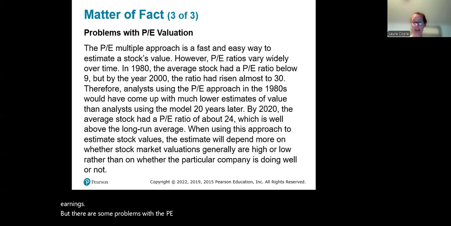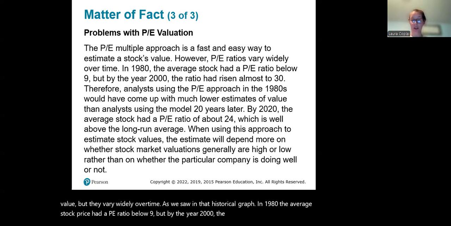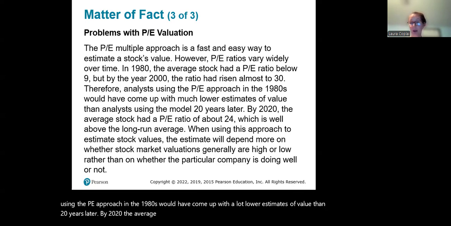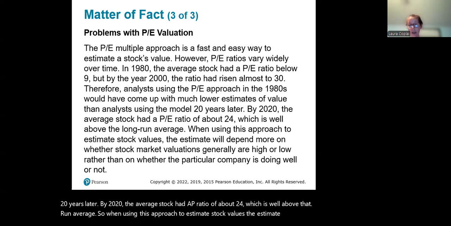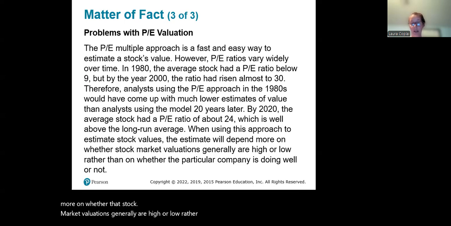It's a fast, easy way to estimate stock value, but PE ratios vary widely over time, as we saw in that historical graph. In 1980, the average stock had a PE ratio below 9, but by the year 2000, the ratio had risen almost to 30. So using the PE approach in the 1980s would have come up with a lot lower estimates of value than 20 years later. By 2020, the average stock had a PE ratio of about 24, which is well above the long-run average. So when using this approach to estimate stock values, the estimate will depend more on whether stock market valuations generally are high or low, rather than whether or not that company is doing well.